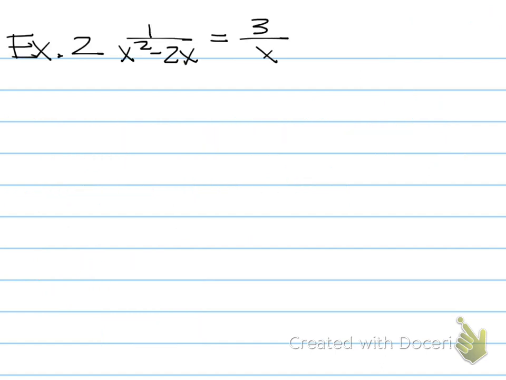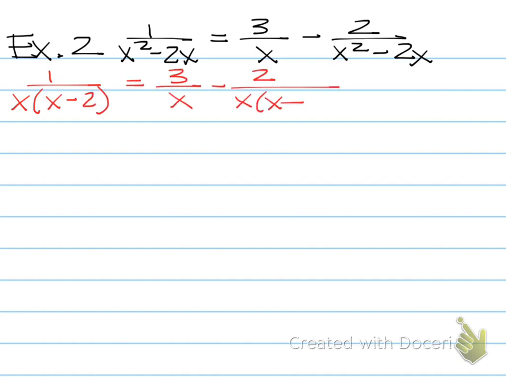Next example. We do have 2 denominators that can be factored. So first thing we want to do is factor those denominators. Once we factor the denominators, we want to set all the factors equal to 0 to determine what x cannot equal. When I set x equal to 0, that tells me that x cannot equal 0. And when I set the x minus 2 equal to 0, that will let me know that x cannot equal 2.